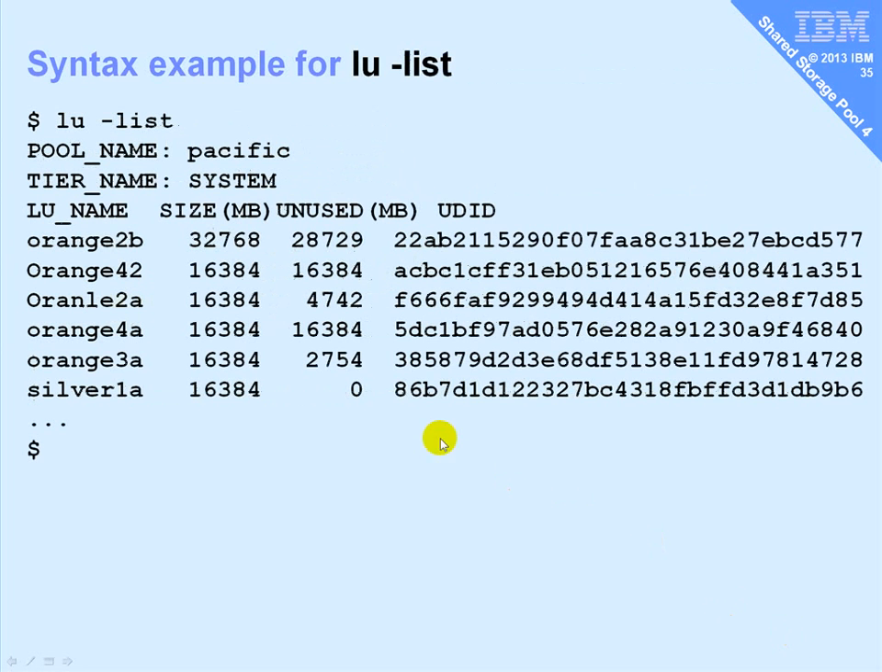Just like the other commands, there's a -list option, and it provides you a list of all your virtual devices. Here we can see the names, how big they are, how much is used. Be careful with this one. This is a thickly provisioned one, and of course all those blocks are allocated immediately.